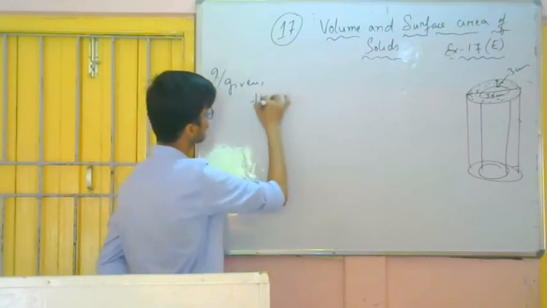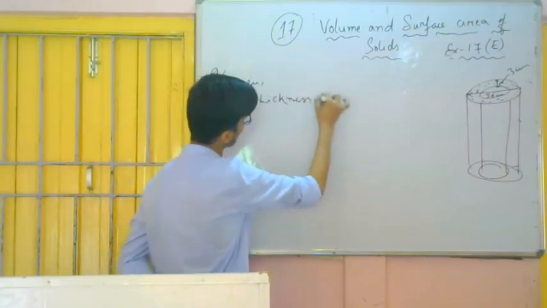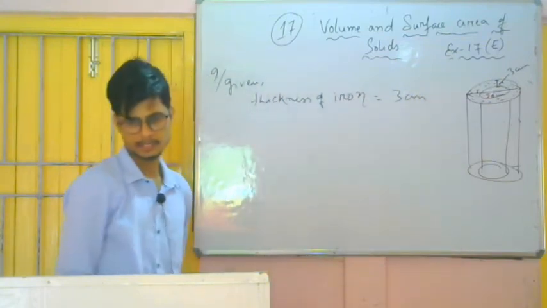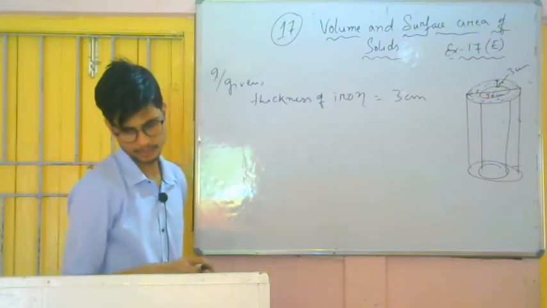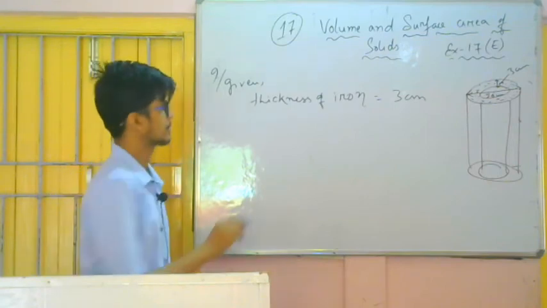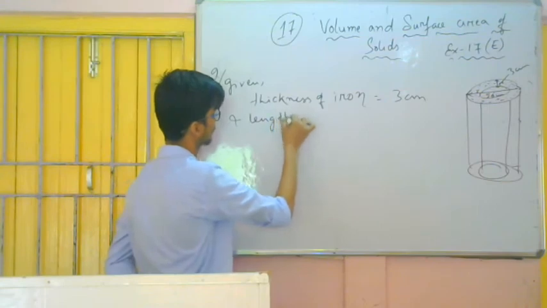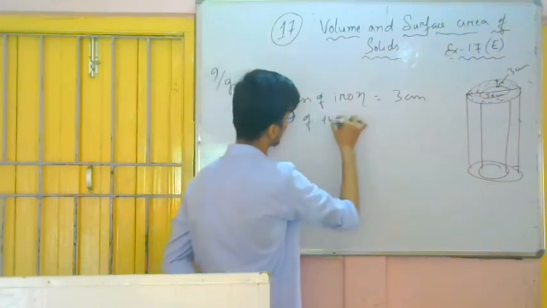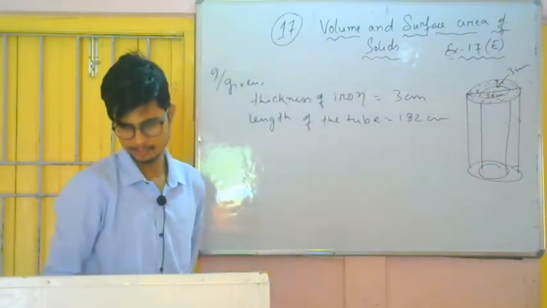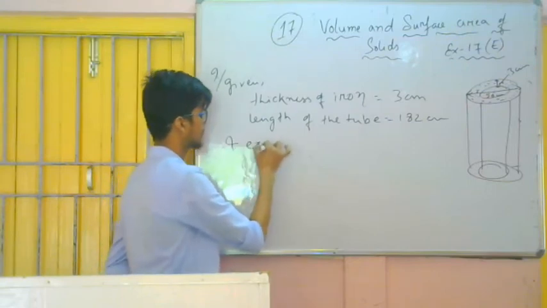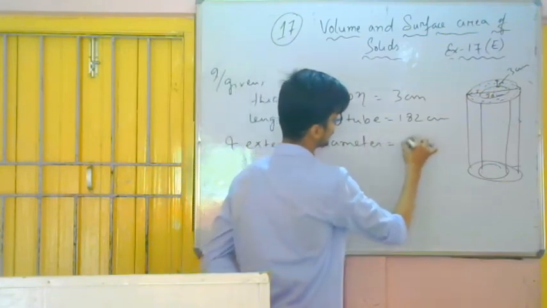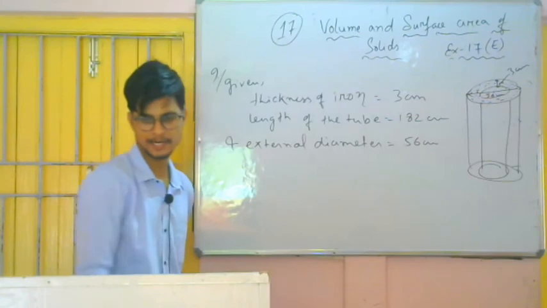Given thickness of iron is 3 centimeter, and length of the tube is 182 centimeter. And external diameter is given, 56 centimeter. So this is the external diameter.